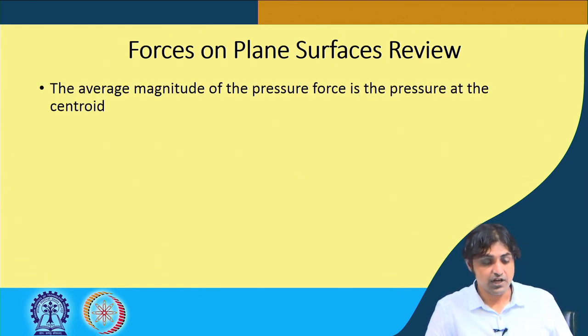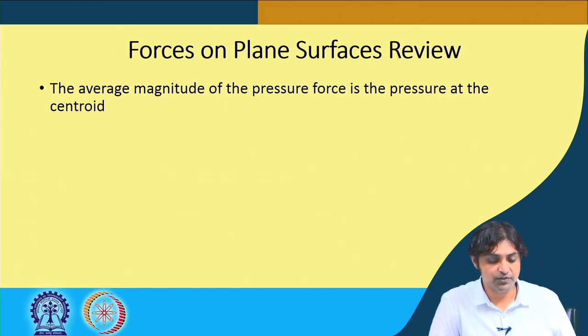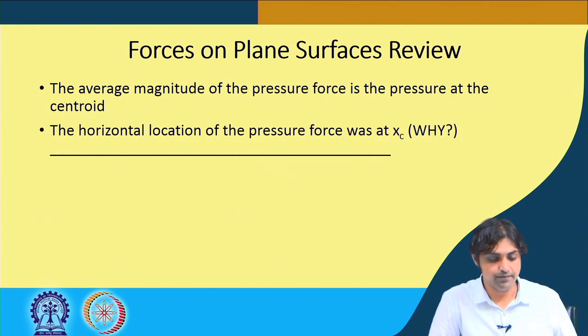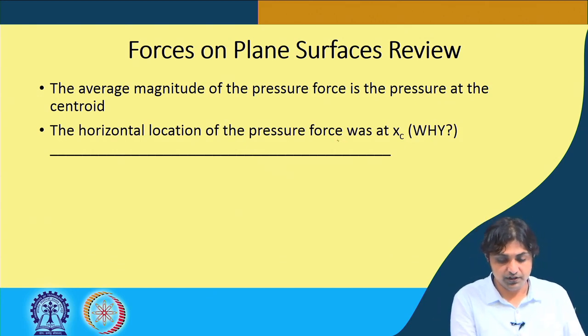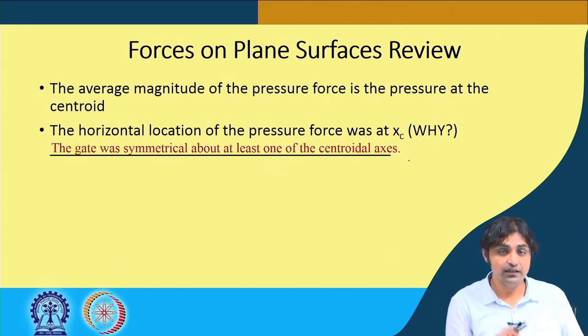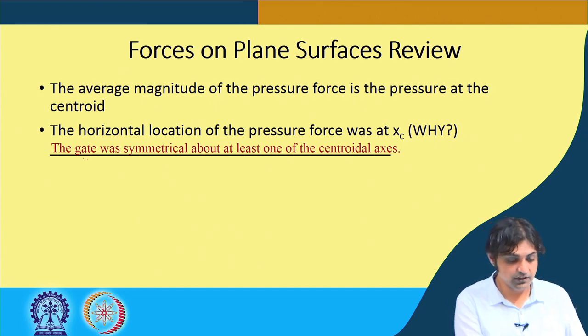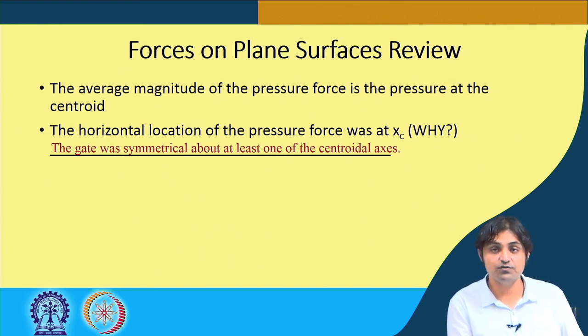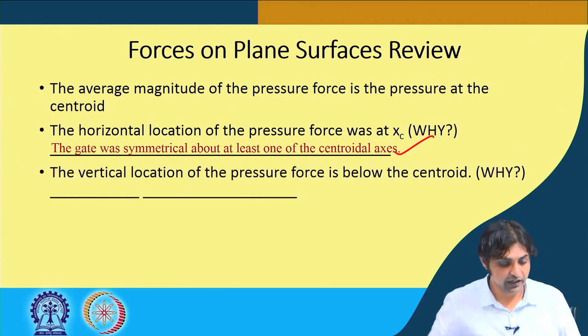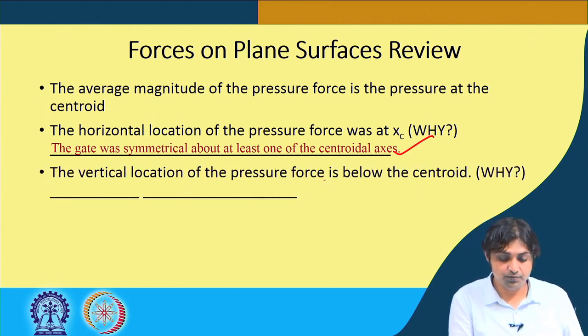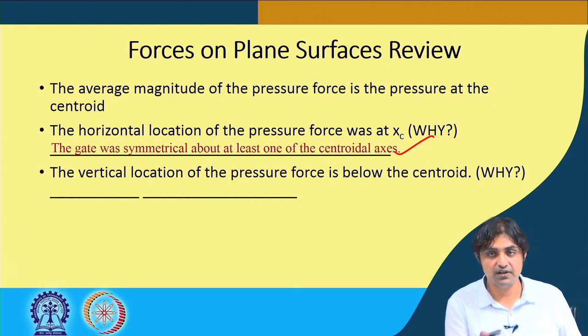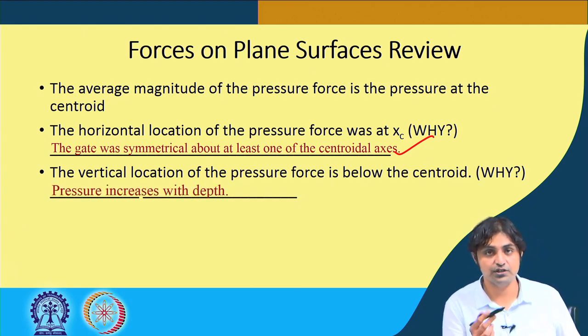Some of the important results: the average magnitude of the pressure force is the pressure at the centroid. This is what we have seen, correct? The horizontal location of the pressure force was at XC. Why? In this particular problem, the gate was symmetrical about at least one of the centroid axes. In that case, it was 0 XC. The vertical location of the pressure force is below the centroid. This we have answered so many times, because the pressure increases with depth, correct?